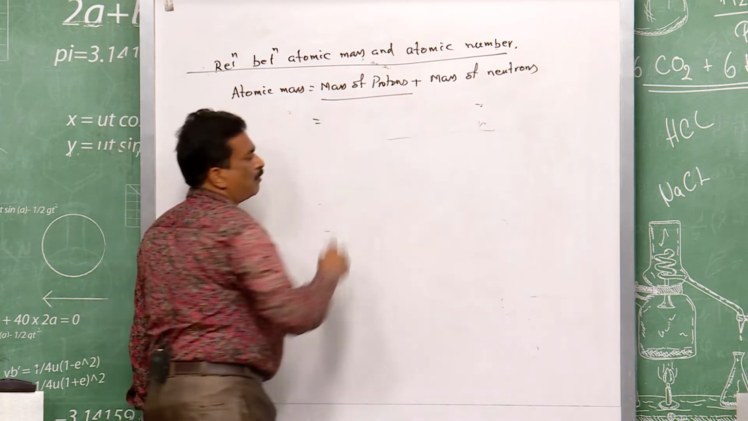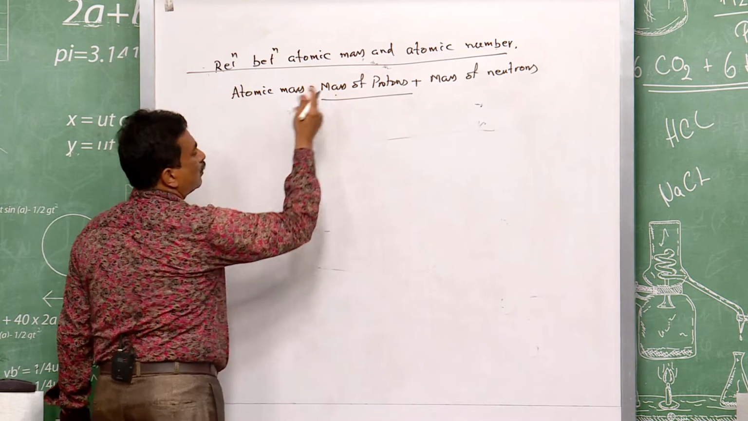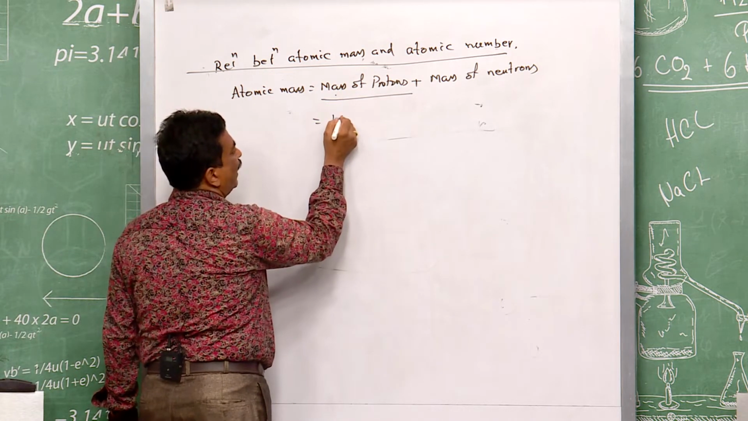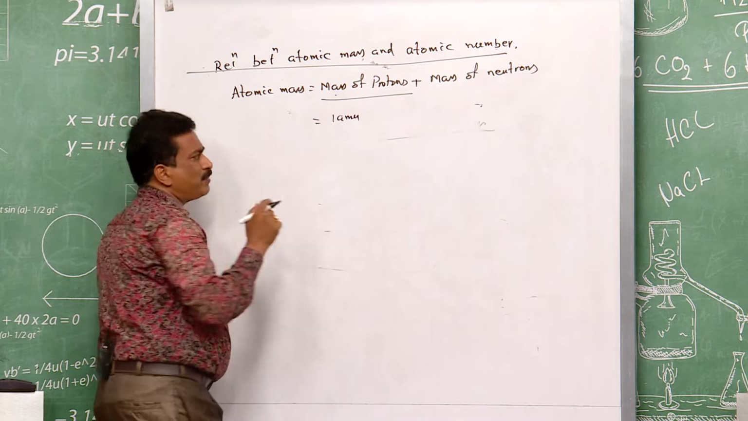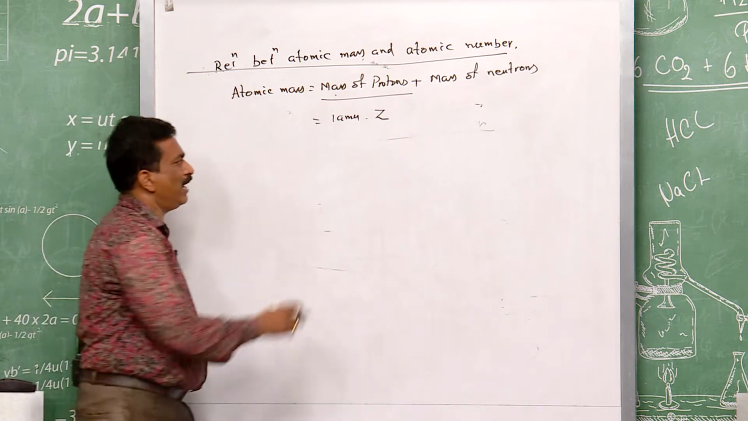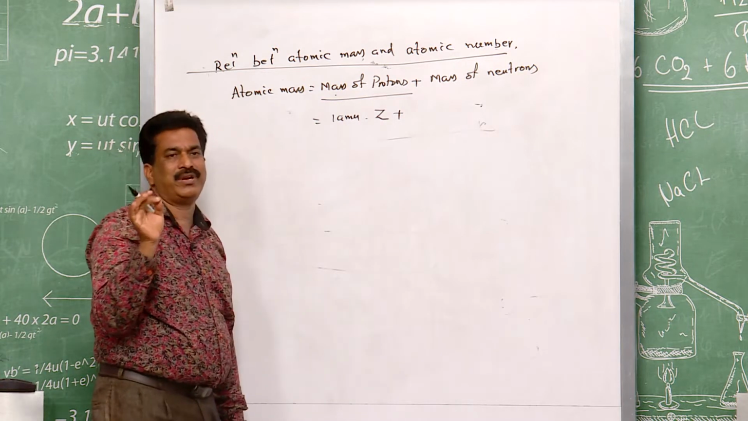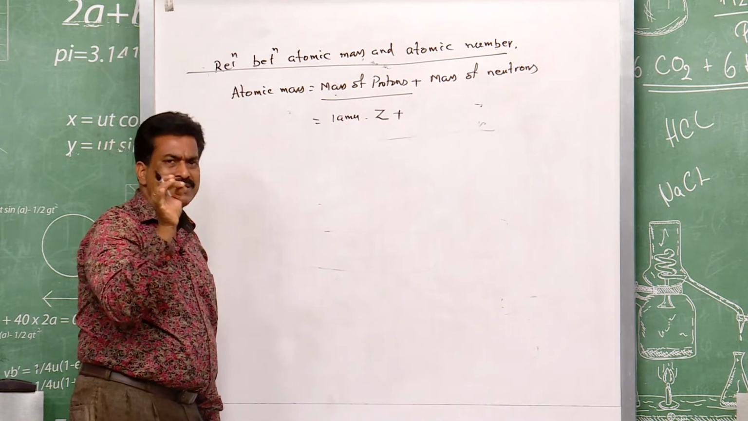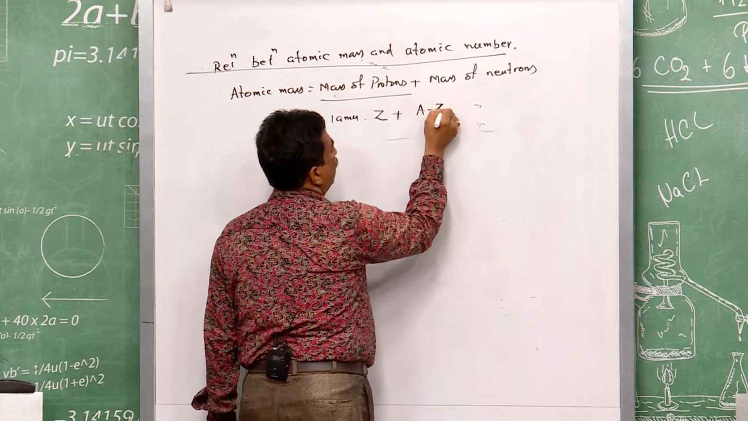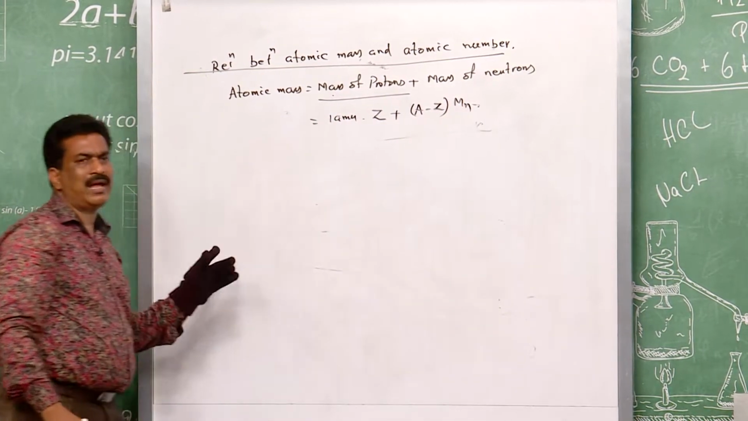So the mass of the proton means the number of protons into the mass of a proton. The mass of a proton we have taken as approximately 1 AMU, and the number of protons is represented by Z, as we have taken. The mass of the neutrons means the mass of a neutron into the number of neutrons. The number of neutrons is equal to A minus Z, and the mass of the neutron we have written as Mn.